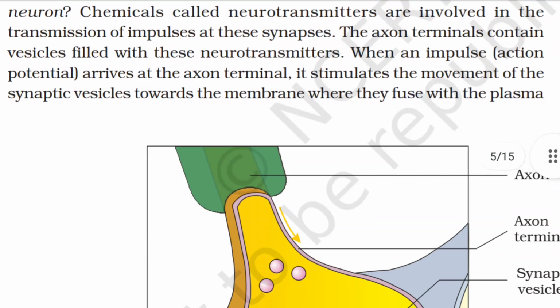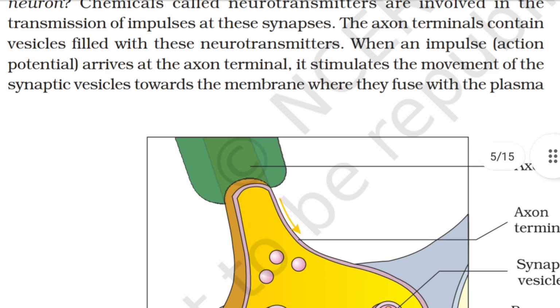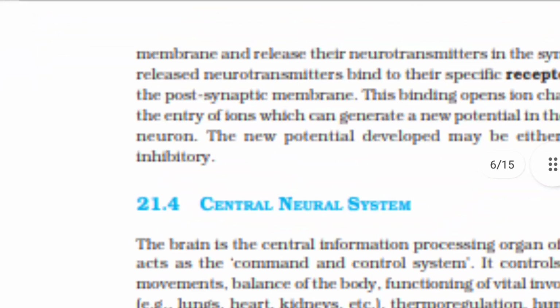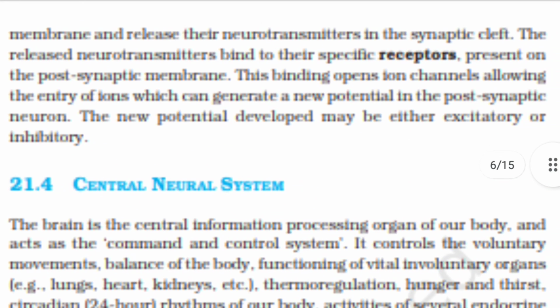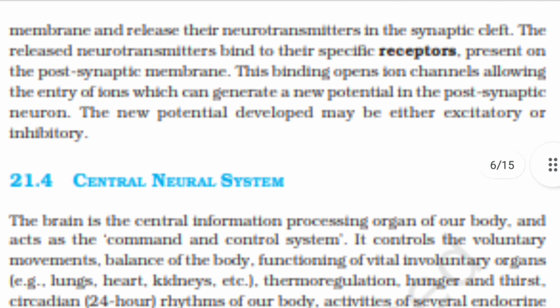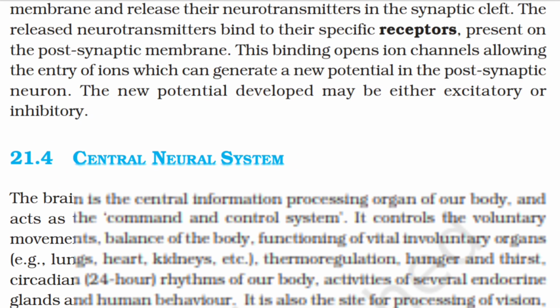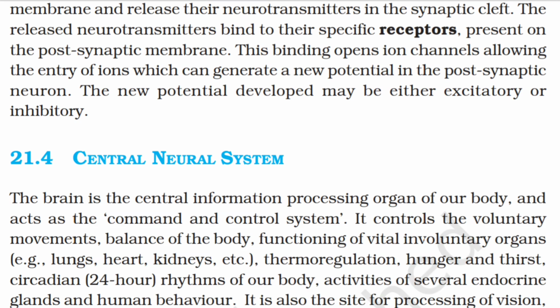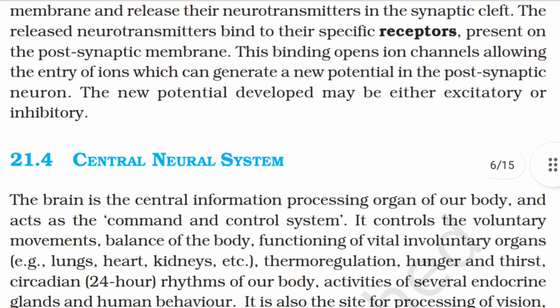When an impulse, that is action potential, arrives at the axon terminal, it stimulates the movement of the synaptic vesicles towards the membrane where they fuse with the plasma membrane and release their neurotransmitters in the synaptic cleft. The released neurotransmitters bind to their specific receptors present on the postsynaptic membrane. This binding opens ion channels, allowing the entry of ions which can generate a new potential in the postsynaptic neuron. The new potential developed may be either excitatory or inhibitory.